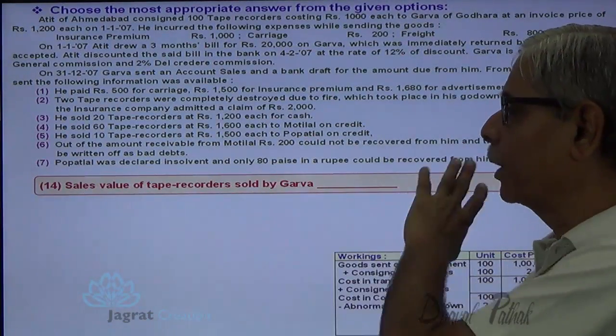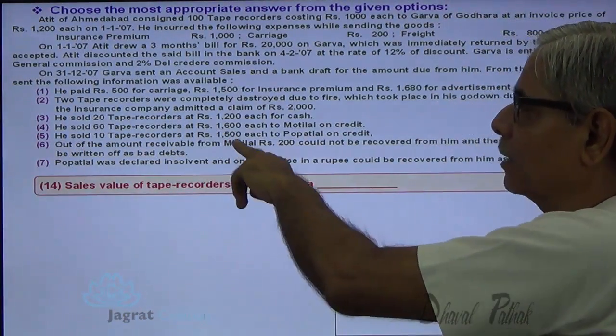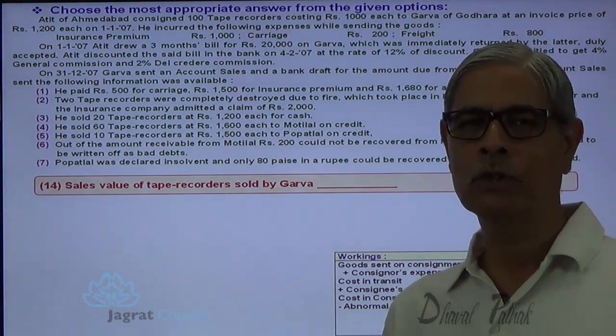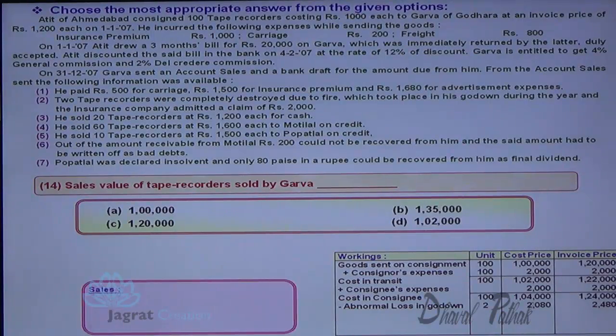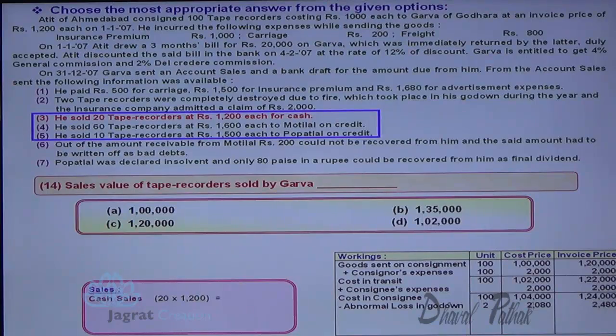Sales value of the tape recorder sold by Gaurav. So 3, 4 and 5 are the transactions which mention the goods sold by the consignee. So these are the options given to you, 4 options. Now 20 tape recorders at 1200. So 20 into 1200, this is the sales proceeds.